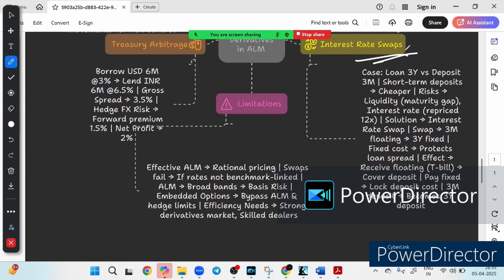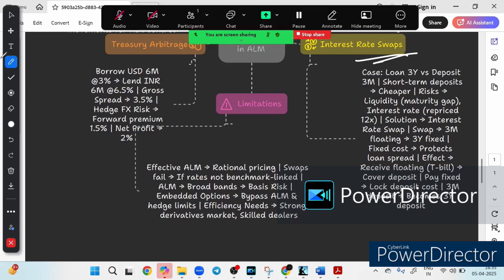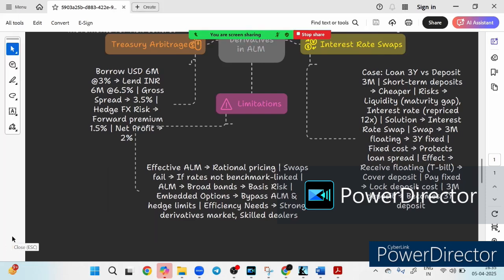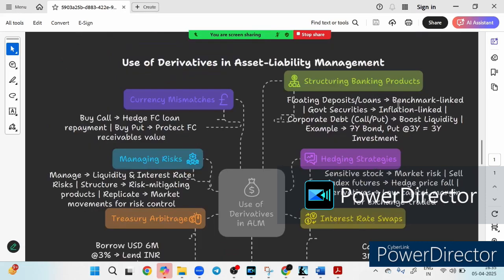But without proper ALM strategy, they can backfire. That is why banks carefully structure products. I told you that structuring a product is very much required. I told you at the top. You see why we structure banking products. We link floating deposits and loans to the benchmark. This is very important, because a derivative will work only when it is linked to the benchmark.